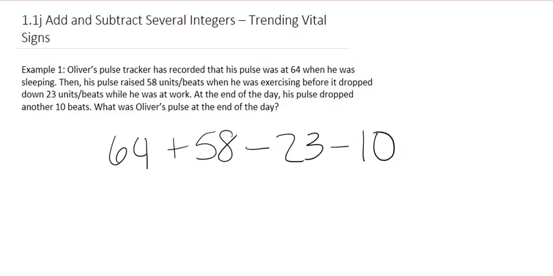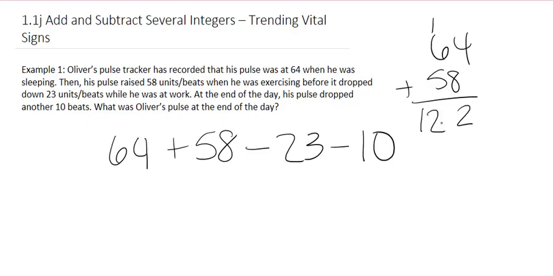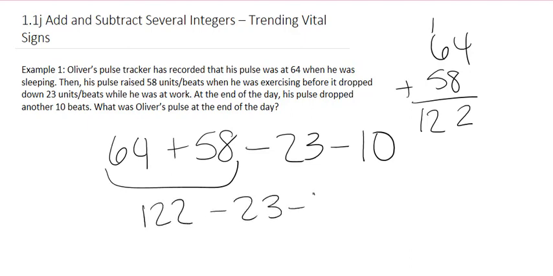So let's do this. We're going to work left to right. So we have 64 plus 58. We can do this off to the side. 64 plus 58. 4 plus 8 is 12. Carry the 1. 1 plus 6 is 7. Plus the 5 is 12. So we have 122. So this number is now replaced by 122 minus 23 minus 10.